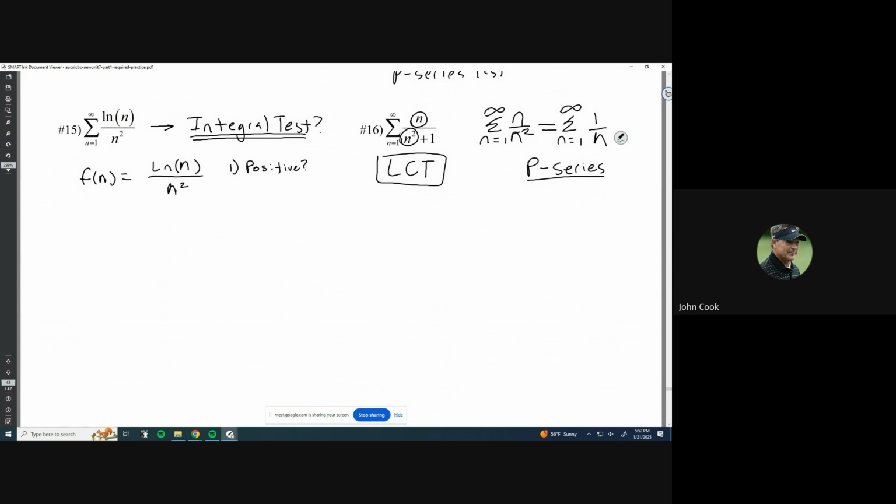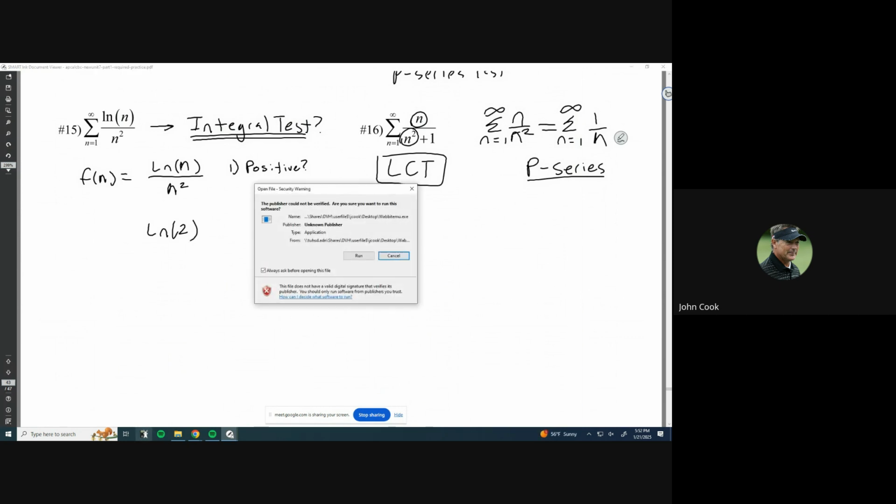Well, if I plug in any n values, 1 up to infinity, natural log of 1 is 0, so technically it starts at 0. But every other number becomes positive, because if I plug in 2, it's positive over positive. Or actually, wait, natural log of 2, I think, is actually going to be negative, if I remember correctly. Well, you'll have out your calculator. You can check.